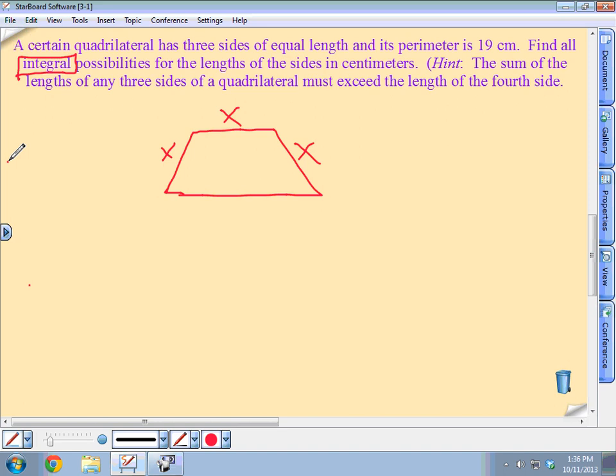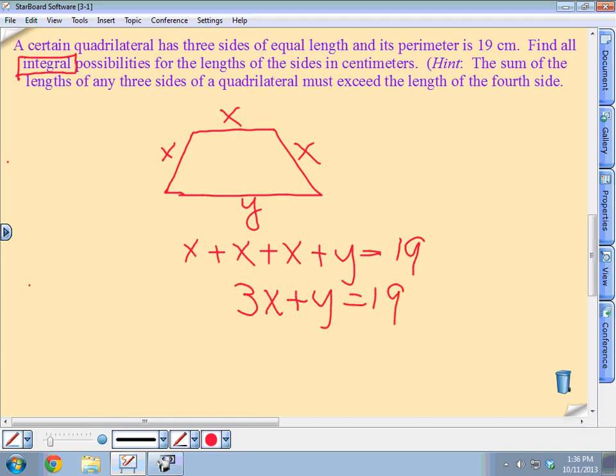So this is a different length, so I'll call that y. So we know how to find perimeter, right? How do I find the perimeter? Anybody? Right, walk around the whole thing and add them all together. So x plus x plus x plus y equals 19. And then you can simplify that. 3x plus y equals 19.